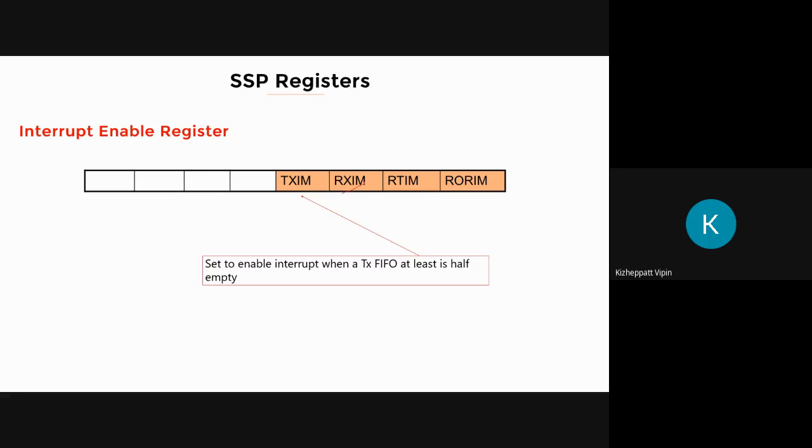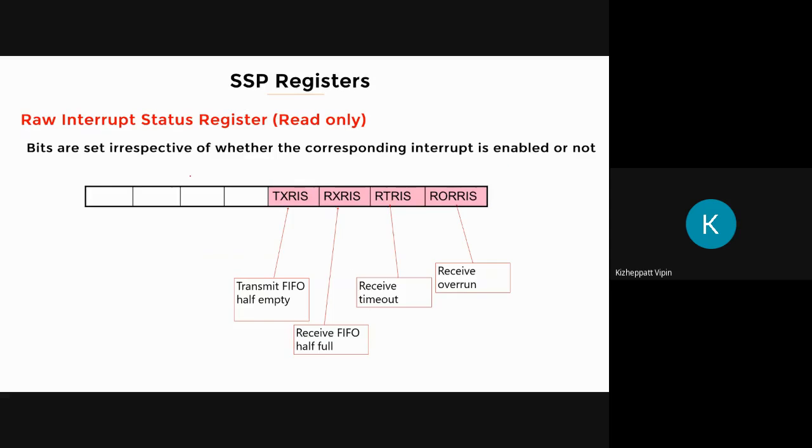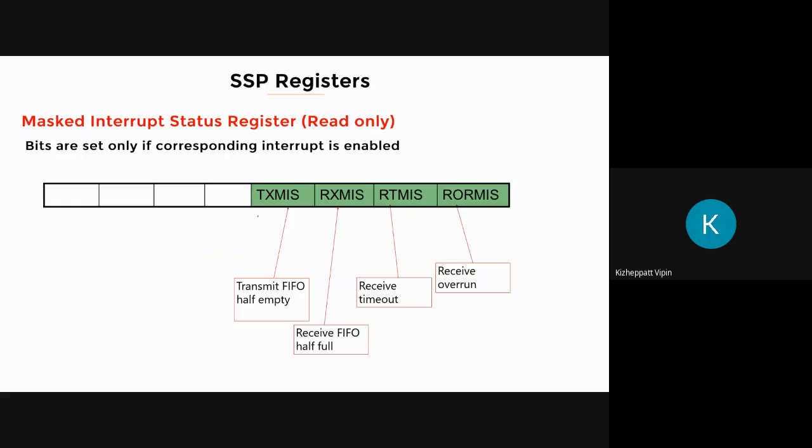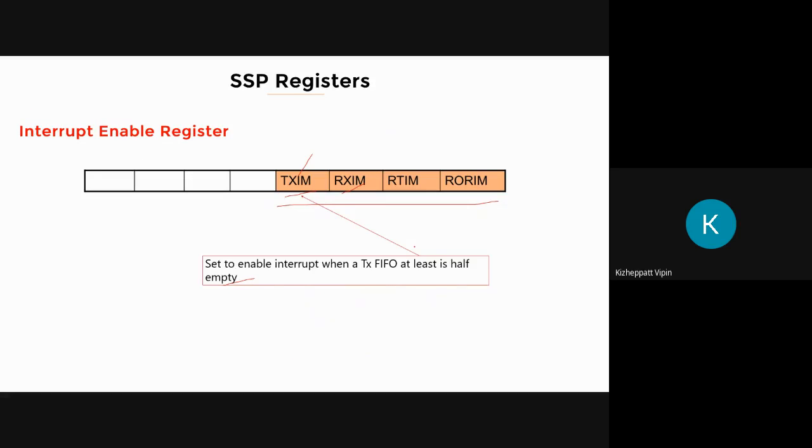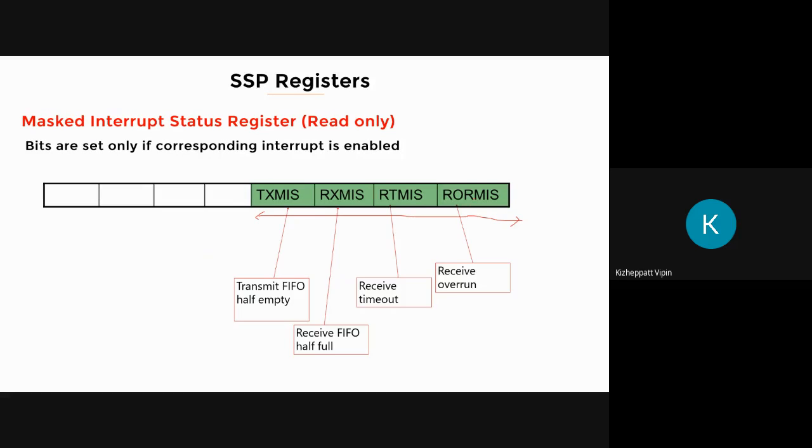So this one is receive half; you have a transmit half option also. If you set this bit, when the transmit FIFO is half empty, you will get an interrupt. In this case it was half full; in case of transmit, when it is half empty, you will get an interrupt. So this is used for enabling interrupt. Then, like your vectored interrupt controller, you can mask also. So assume you enabled all of them, but if you mask all of them, you won't get any interrupt.